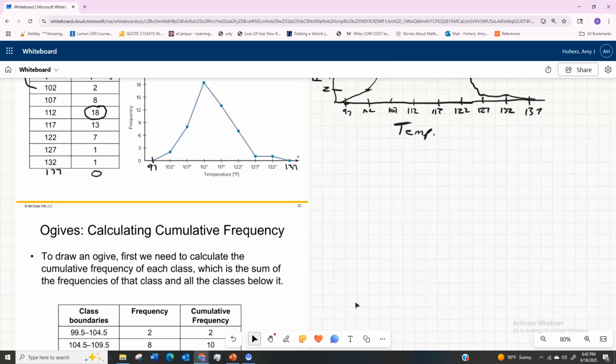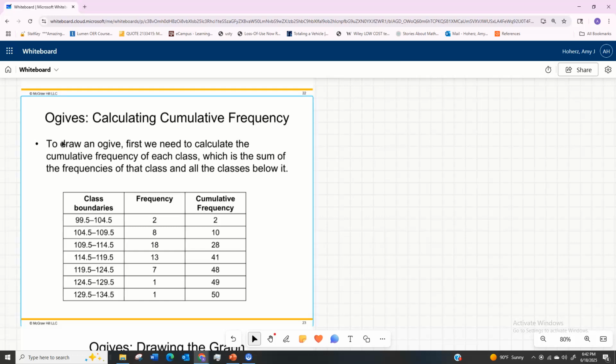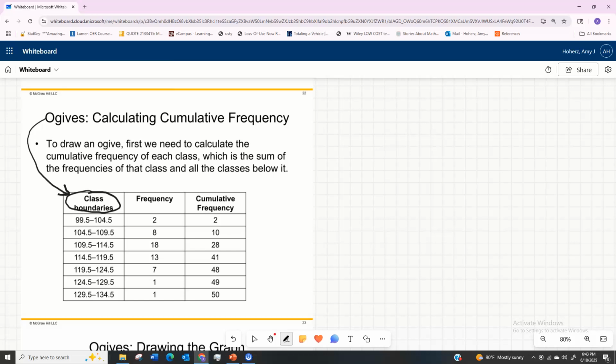And then lastly, our third main type of graph is an ogive, which, as I said, used to be called a cumulative frequency polygon. When we're done with it, I'll explain why it's not called a polygon anymore. So to draw the ogive, we need to go back to using the class boundaries. We do need the frequencies to calculate the cumulative frequency, but we aren't going to graph the frequency. We're only going to graph the cumulative frequency.